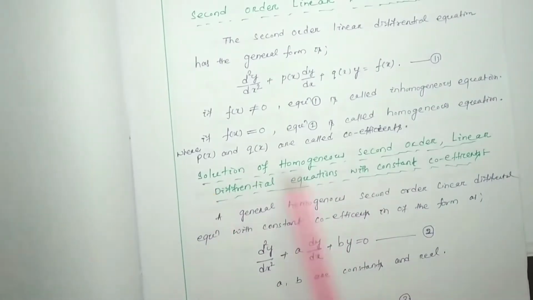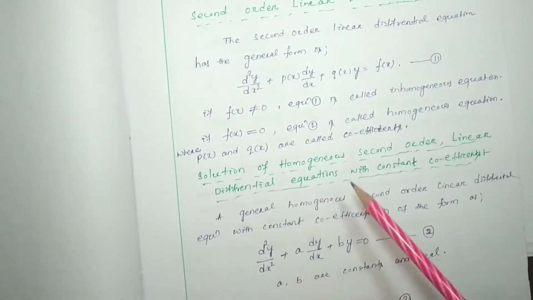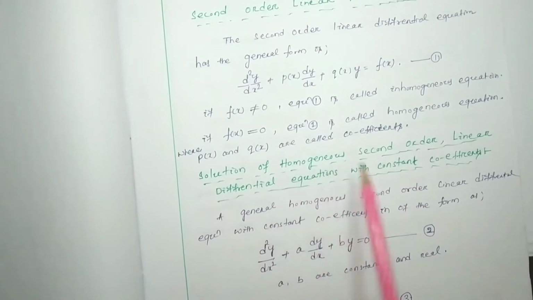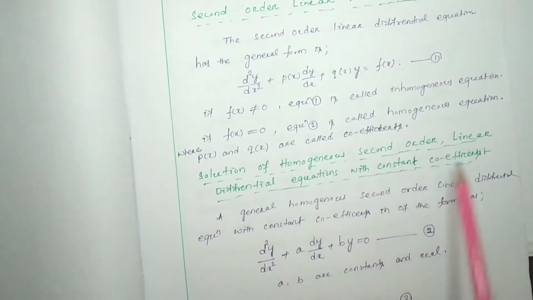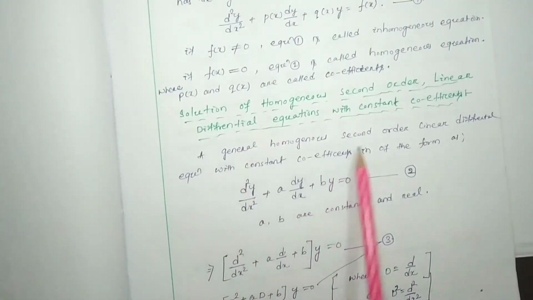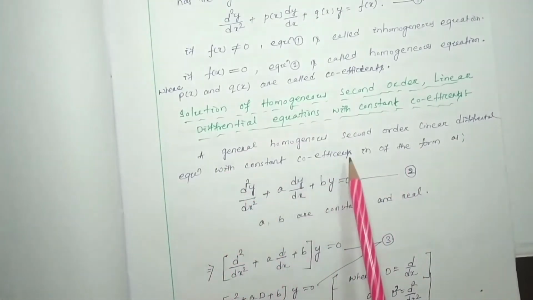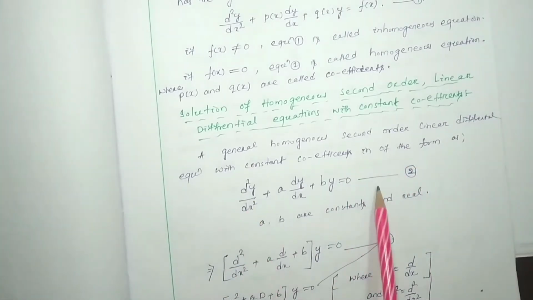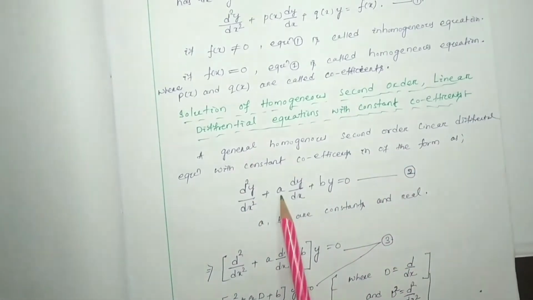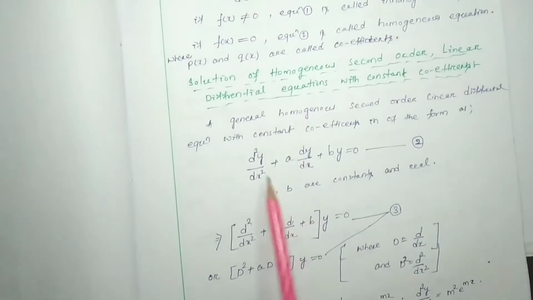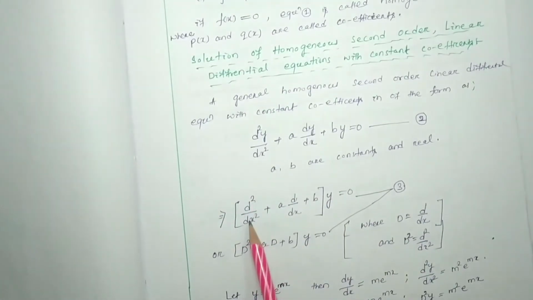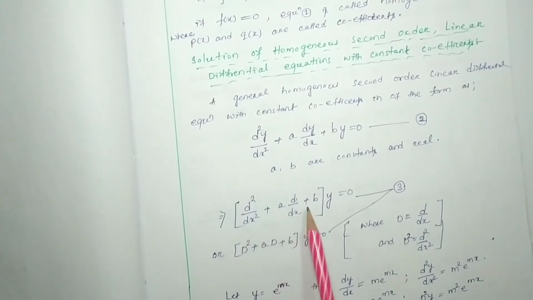The solutions, next to these things, we have already discussed in detail in our first semester. This is only a recap with short discussions. So the solution of a homogeneous second order linear differential equation with constant coefficients, how did we do it? In general, the homogeneous second order linear differential equation with constant coefficients is of this form. This is equation number 2, and here a and b are constants. This can be written in this form: d square y by dx square plus a dy by dx plus b y equal to 0.